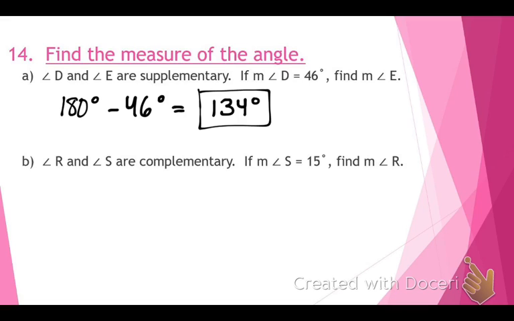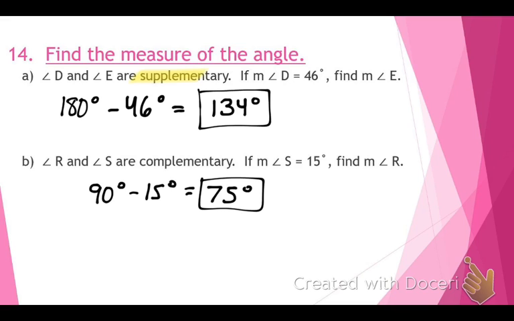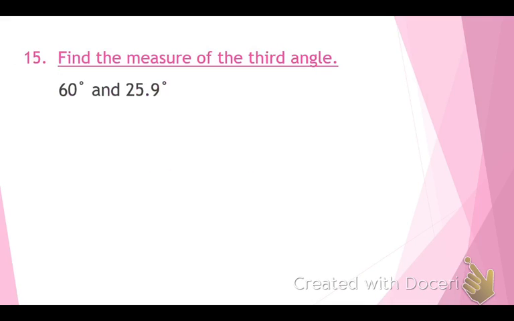Angle R and angle S are complementary. If the measure of angle S is 15 degrees, find the measure of angle R. Explain to me first, what does complementary mean? Two angles whose sum is 90. Good job. Two angles whose sum is 90 degrees. So how do I figure it out? If one of them's 15, how do I find the answer? Subtract 15 from 90. You are correct. What is 90 minus 15? 75 degrees. Great job. Okay, so the main thing is, as long as you understand what supplementary and complementary means, this kind of a problem should not be too difficult.